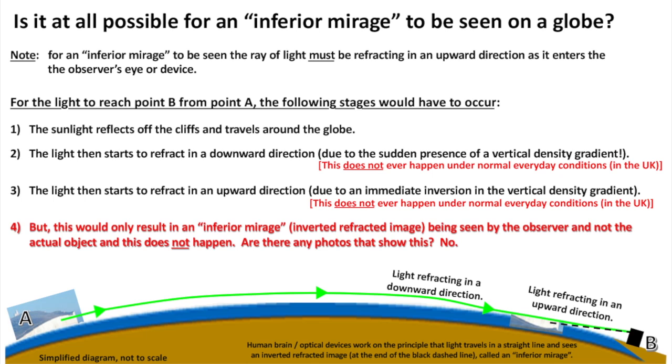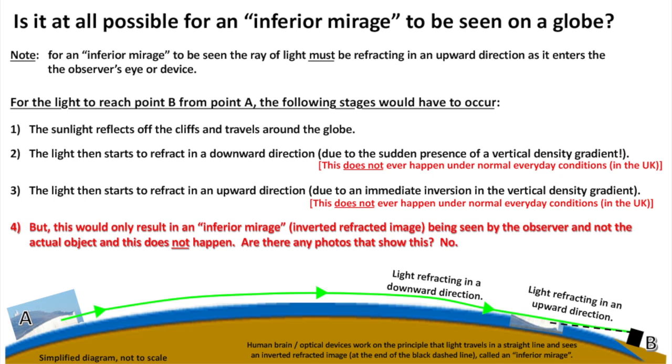For the light to reach point B from point A, the following stages would have to occur. 1. The sunlight reflects off the cliffs and travels around the globe. 2. The light then starts to refract in a downward direction due to the sudden presence of a vertical density gradient. This does not ever happen under normal everyday conditions in the UK. 3. The light then starts to refract in an upward direction due to an immediate inversion in the vertical density gradient. This does not ever happen under normal everyday conditions in the UK.